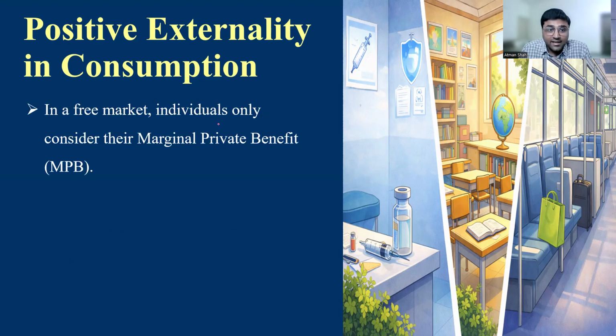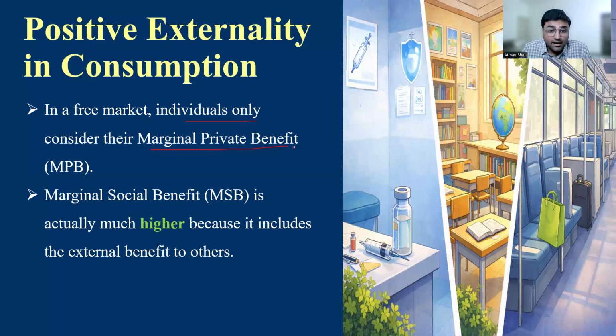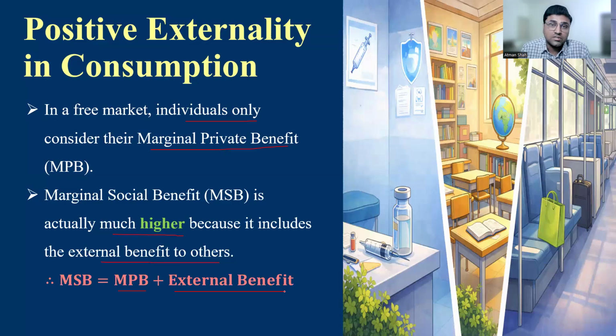So in a free market, individuals only consider the marginal private benefit. When I consume a commodity, I do not consider external benefits. I only consider private benefit. But marginal social benefit is actually higher because society is getting the benefit of my consumption. So it includes external benefits to others. So marginal social benefit is marginal private benefit plus external benefit to the society. And therefore, MSB is equal to MPB plus external benefit.